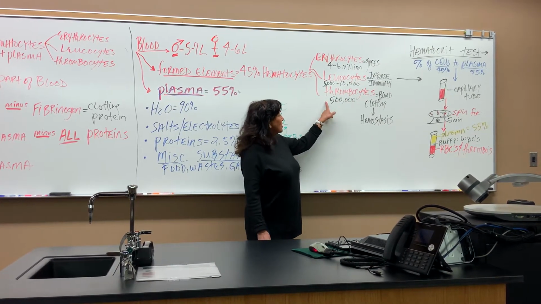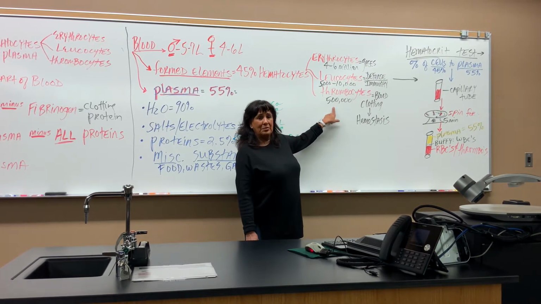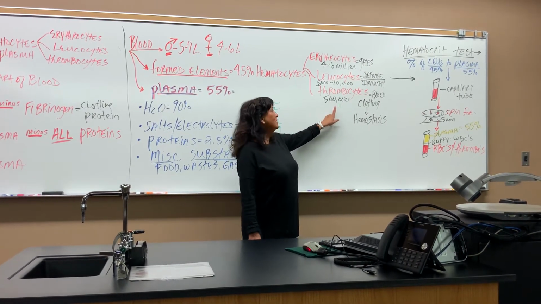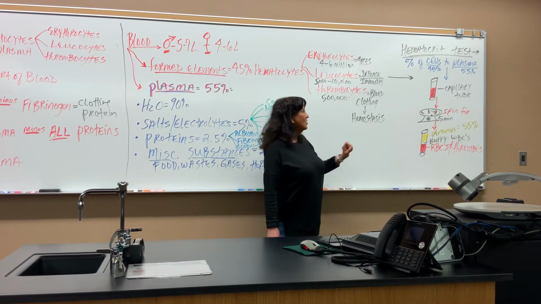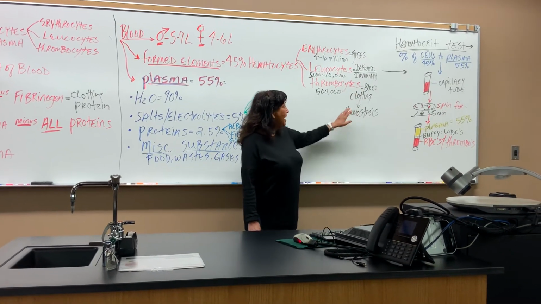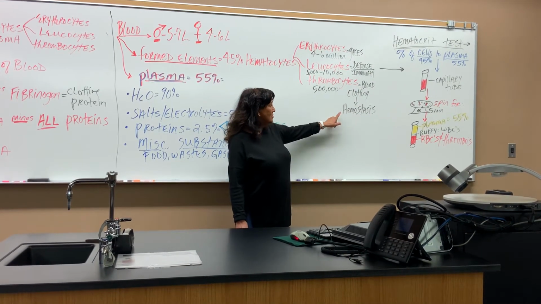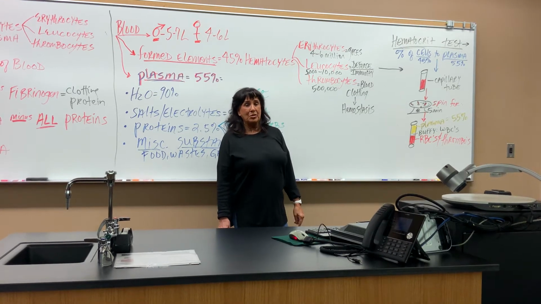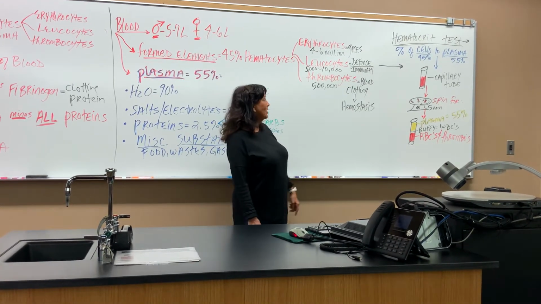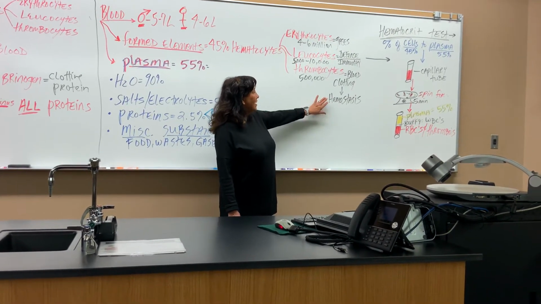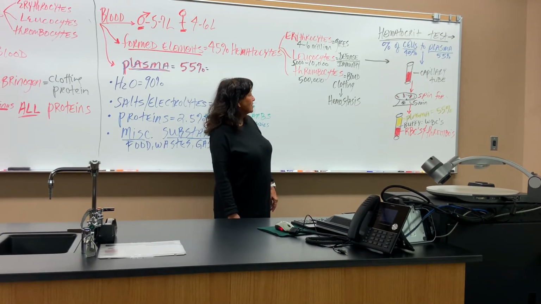And then thrombocytes, we have about 500,000 of them. And these little bitty cells are for blood clotting. And the real term for blood clotting is hemostasis. Common term is coagulation, right? So we'll be having a separate podcast on that by itself.